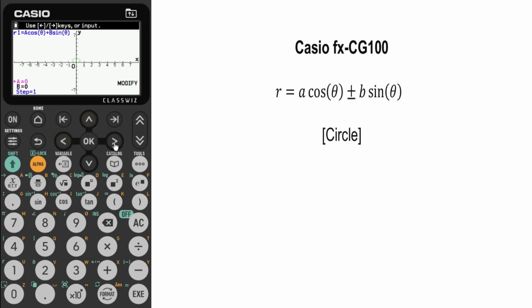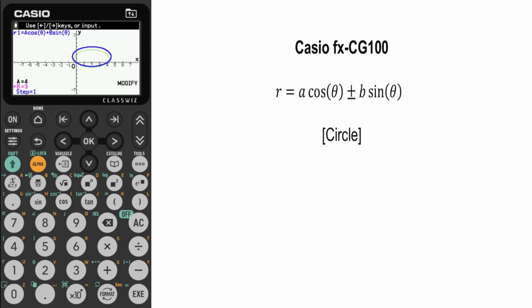Now, let's change a to be 4. We have a circle with centre 2 across, 0 up. And the radius here is 2. Let's change b to be 3. We have a circle with centre 2, 1.5 and radius 2.5.